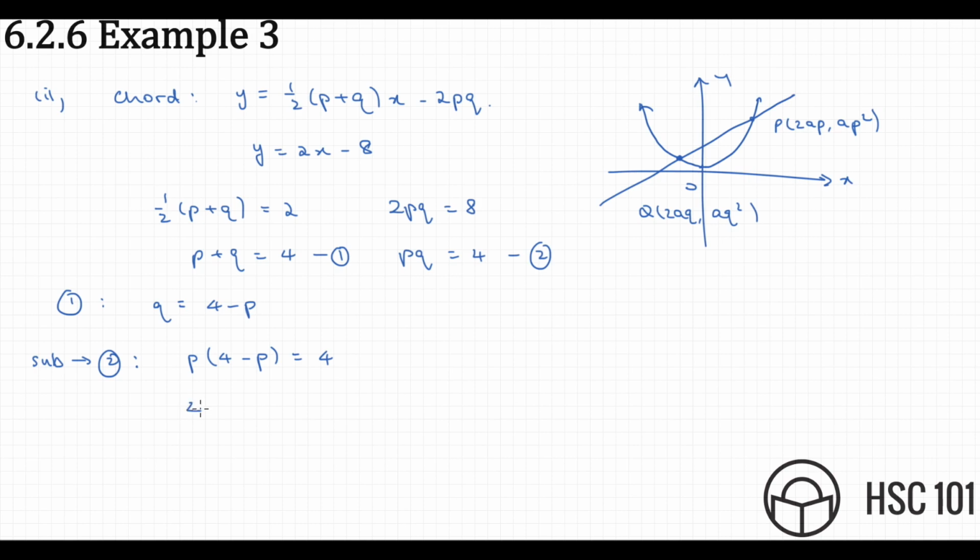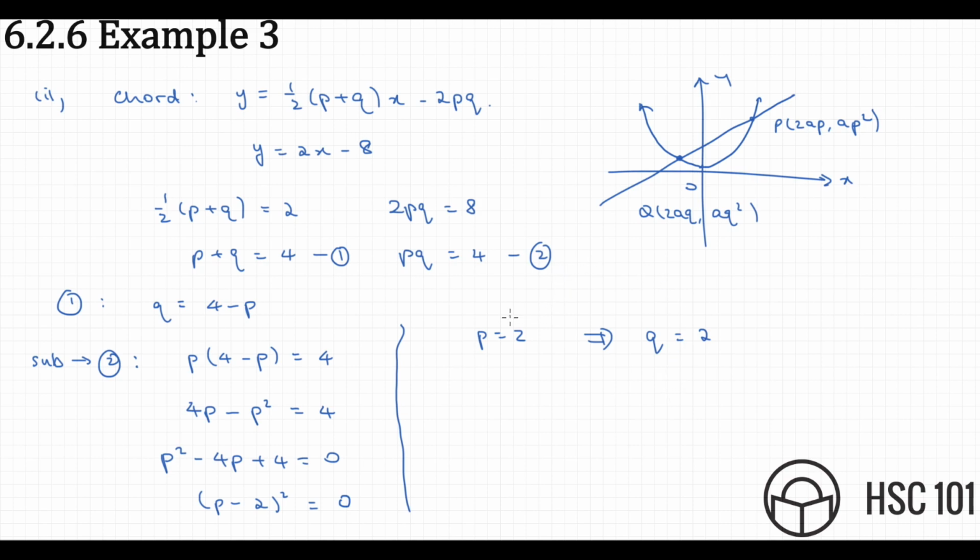If I expand the lot, we're looking at 4p minus p squared is equal to 4, meaning that p squared minus 4p plus 4 is equal to 0. And this is very easy to solve because we know that this is just a perfect square, given by (p minus 2) all squared is equal to 0. Right? So in other words, p is equal to 2 is the only solution for p that we have. And naturally, if p is equal to 2, that means that the corresponding value of q is also equal to 2.